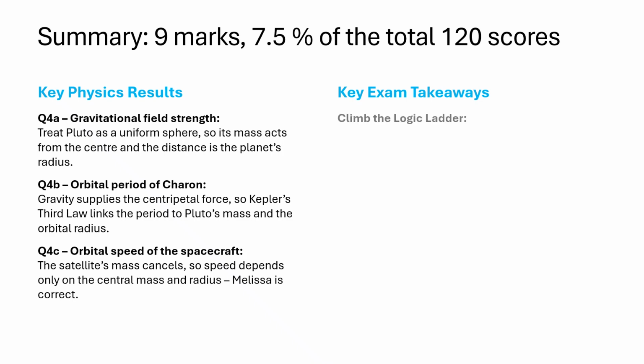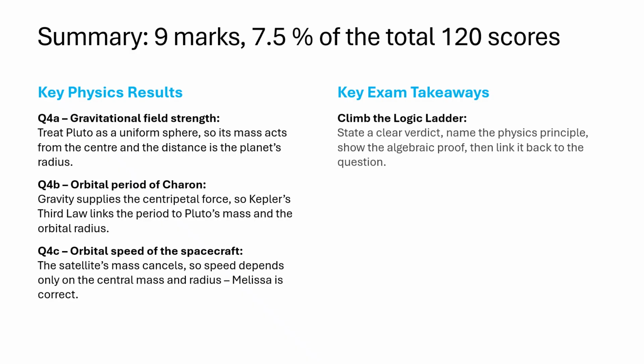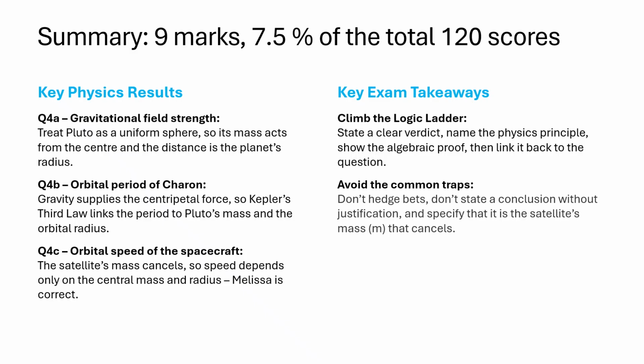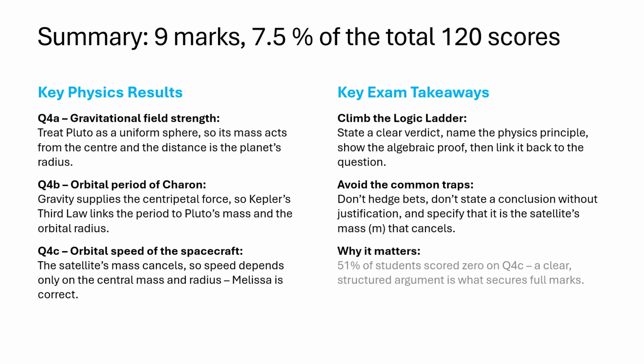Key exam takeaways. Climb the logic ladder. State a clear verdict, name the physics principle, show the algebraic proof, then link it back to the question. Avoid the common traps. Don't hedge bets, don't state a conclusion without justification, and specify that it is the satellite's mass m that cancels. Why it matters. 51% of students scored 0 on Q4C. A clear, structured argument is what secures full marks.